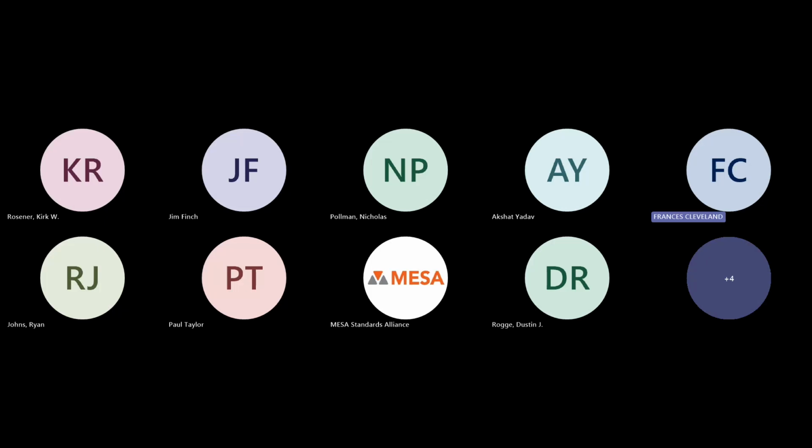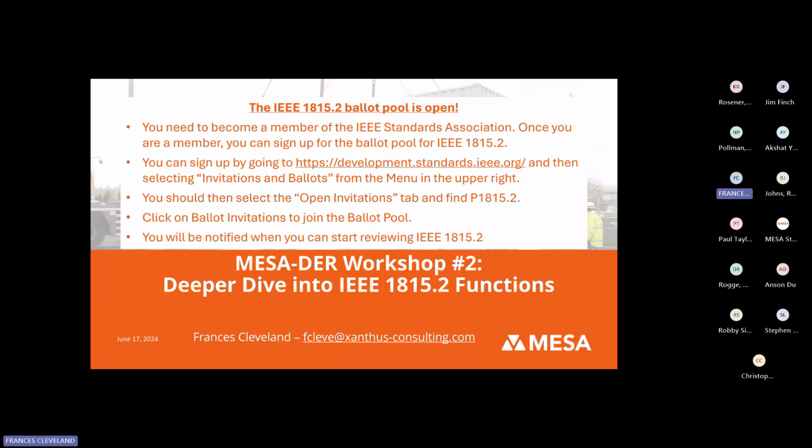So you don't have to memorize what's on the screen right here. Okay, I'm going to start because this is a workshop where we do a deeper dive into the functions and how it all works. If you haven't seen the overview of IEEE 1815.2, I would advise you to go do that. This workshop will make more sense for that reason.